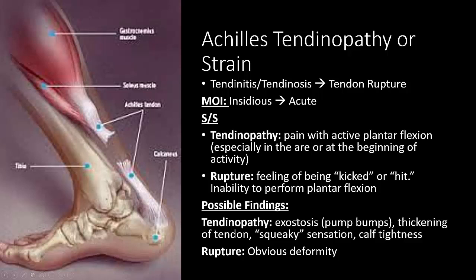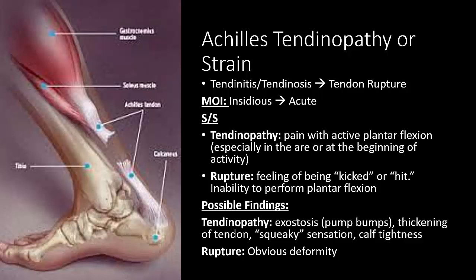Other things you might notice when examining someone for an Achilles tendon rupture are a history of tendinopathy and exostosis, what is commonly called pump bump, which is a bony outgrowth on the heel. The Achilles tendon has pulled away from the calcaneus and an exostosis is formed. The individual might also report a squeaky sensation that was heard or felt in the calf before the injury, and may have had previous history of calf tightness.